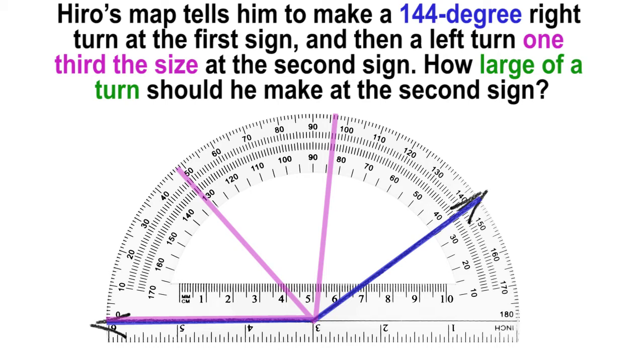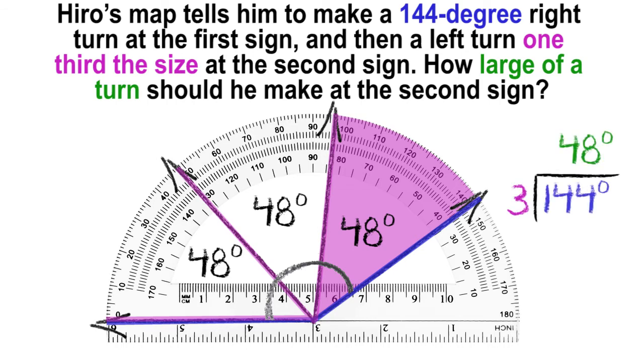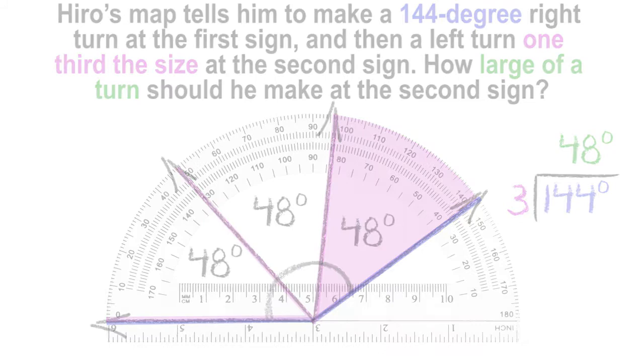144 divided by 3 is 48. So there will be 3 angles with 1/3 of the angle measure to be 48 degrees. It may not be necessary to make the other 48-degree angles if the answer is already known. We can write the equation as 144 divided by 3 equals 48. Now to answer our problem. Hero will be making a 48-degree turn at the second sign.